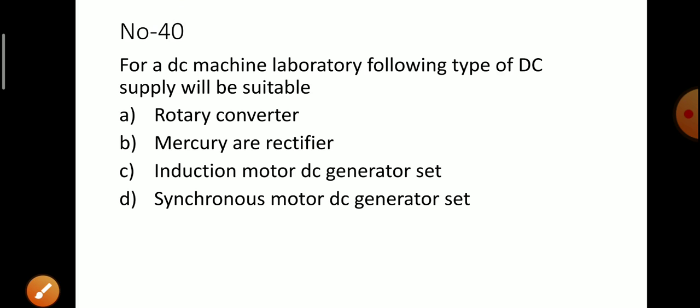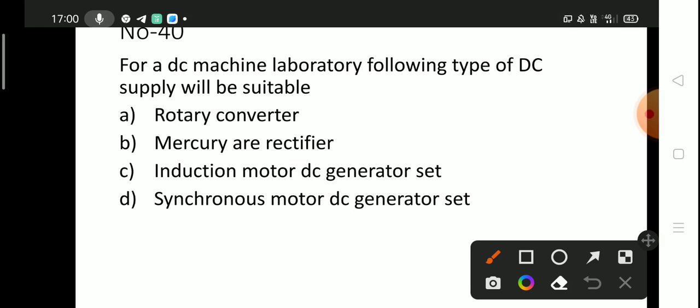For a DC machine laboratory, the following type of DC supply will be suitable: A. Rotary converter, B. Mercury arc rectifier, C. Induction motor DC generator set, D. Synchronous motor DC generator set. And the right answer is C. Induction motor DC generator set.